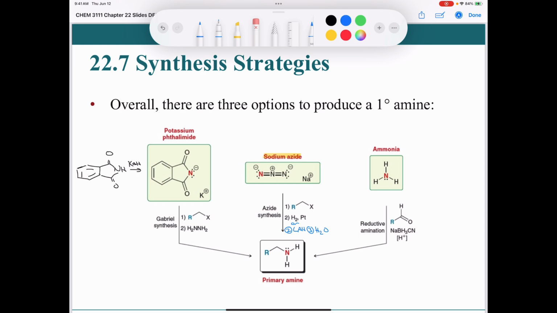And then the last one that we looked at was the reductive amination. So reductive amination is where you could use ammonia as a source of nitrogen, and you use sodium cyanoborohydride, catalytic amount of acid, and you get your primary amine. So, when you take a look at these three reactions, the nitrogen from the primary amine comes from the potassium phthalimide in the first case. It comes from the sodium azide in the second one, and it comes from ammonia in the reductive amination. So we have three good ways to make a primary amine.